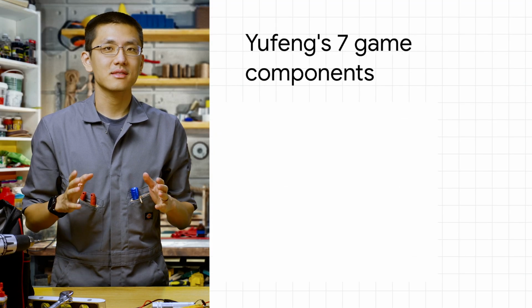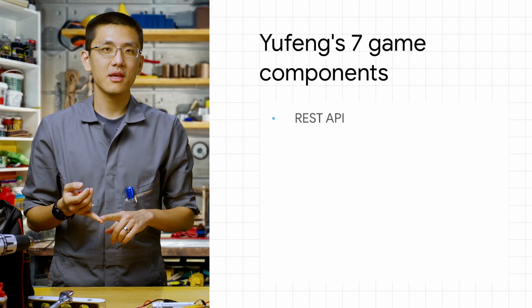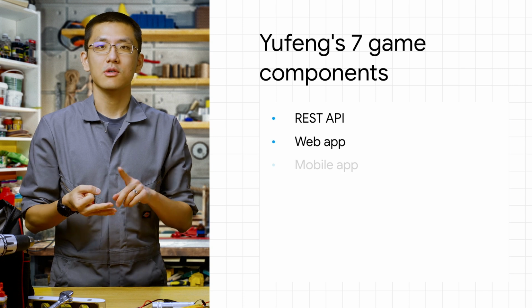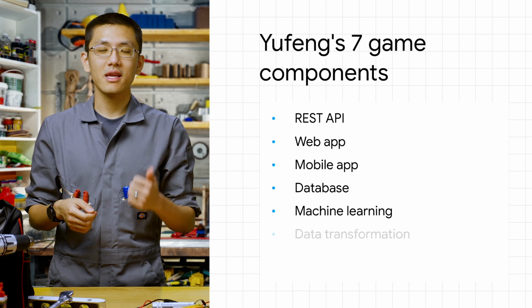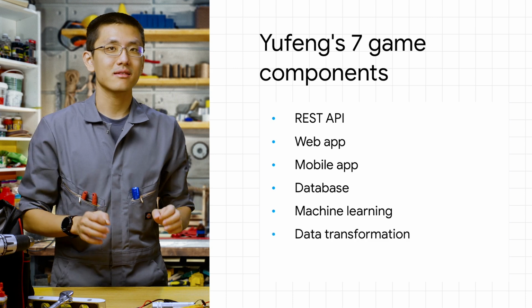So my game has 7 main components: a REST API, a web app, a mobile app, a database, some machine learning, data transformation tasks, and nightly scheduled jobs. So let's get started with the web app. It's a simple admin tool, and it's written using Node.js. Nothing fancy, no machine learning or complex requirements.